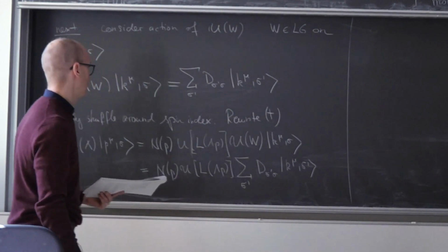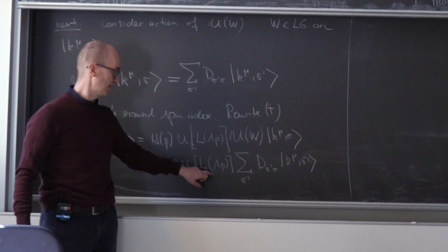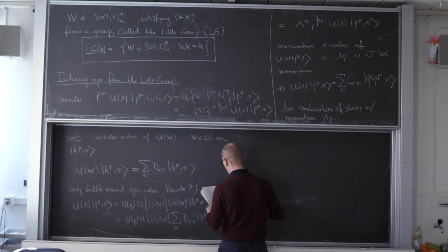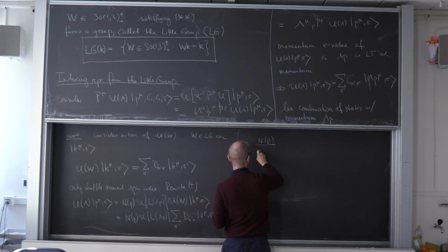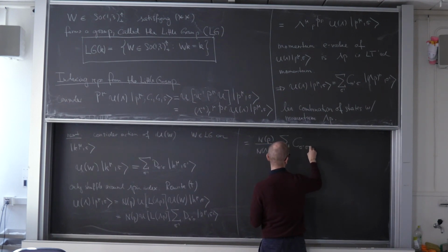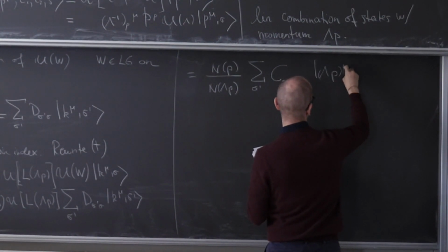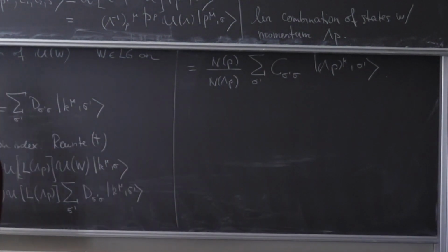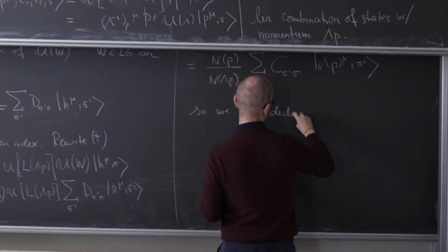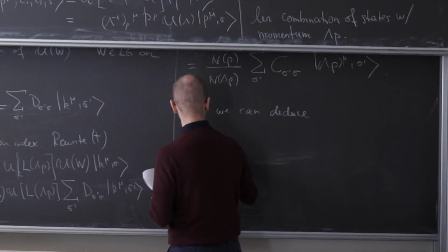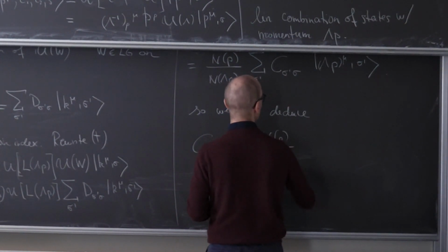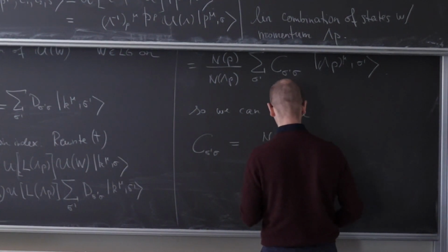But now, looking back, we can of course act with U of L of lambda p on k, because these are just numbers. This factor goes straight through, and that gives me the C matrix. There's some normalization story here. Great, so we can deduce that this matrix C of sigma prime sigma is actually given by N of p over N of lambda p, times the D matrix sigma prime sigma.